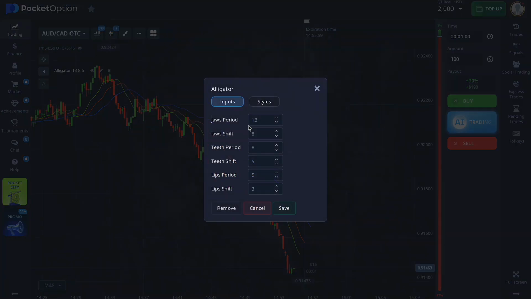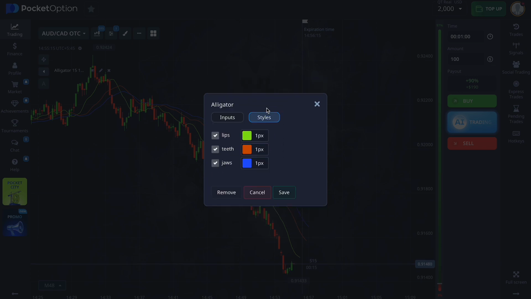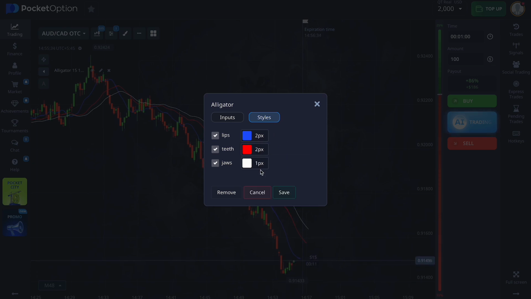And now edit the inputs. Jaw period should be 15. Jaw shift 7, teeth period 10, teeth shift should be 6, lips period 5, lips shift 3. All good, and choose the color as well. Let's make it blue, it should be red, and let's make it white, and set everything to 2 pixels so it will be easy to see.